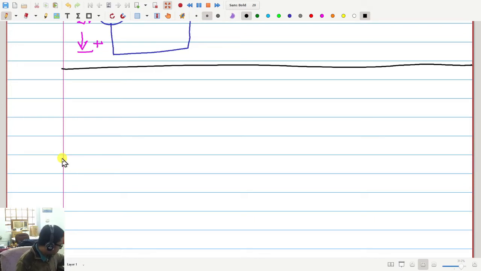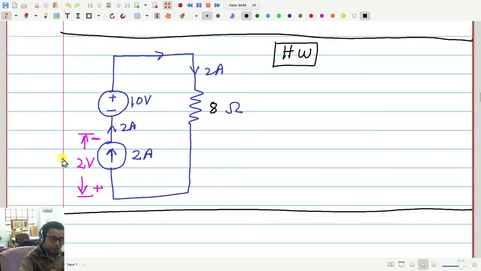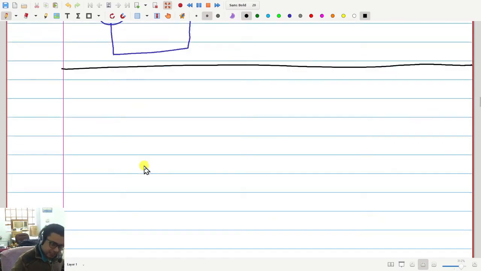Sir, can you please repeat the homework? The homework is in the slides; I will send it in MS Teams. Find out the voltages across all the elements, the currents everywhere, and also who is consuming power, who is delivering power, how much are those powers, etc. Let me give you some more practice.